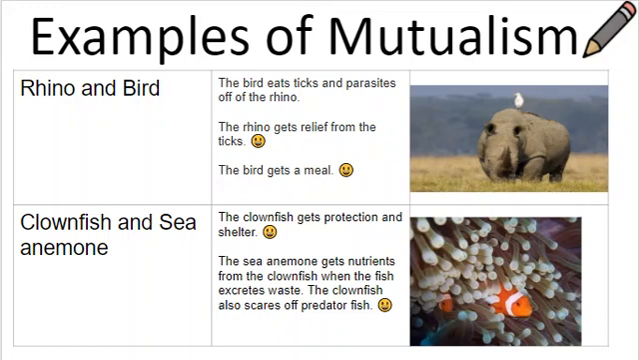The clownfish and the sea anemone also have a mutualism relationship. The clownfish gets protection and shelter from the sea anemone, and the sea anemone gets nutrients from the clownfish when the fish excretes waste. And the clownfish also scares off predators, so they're both happy.